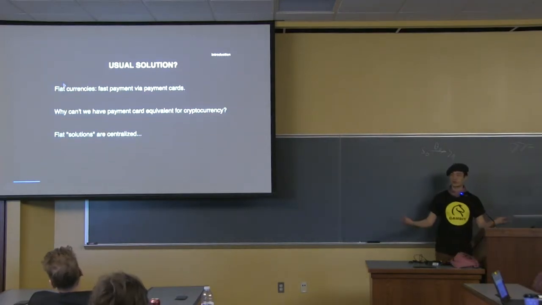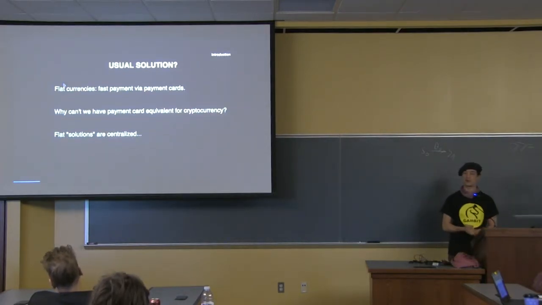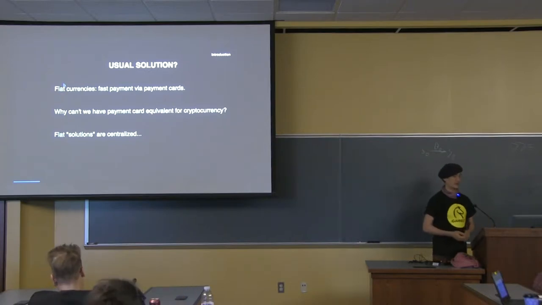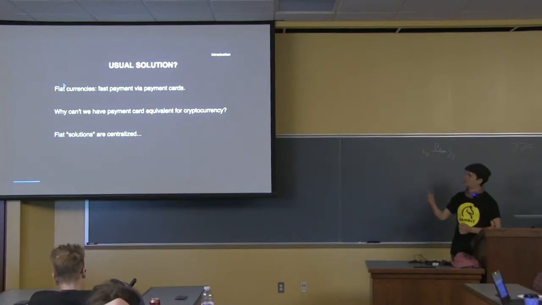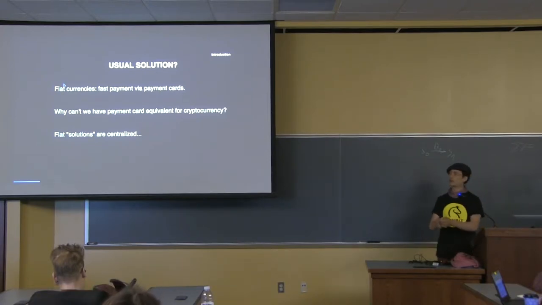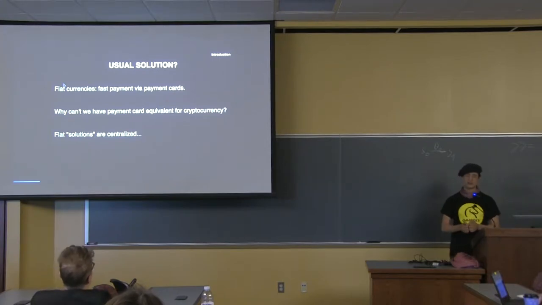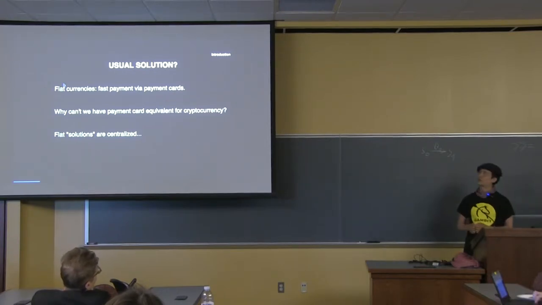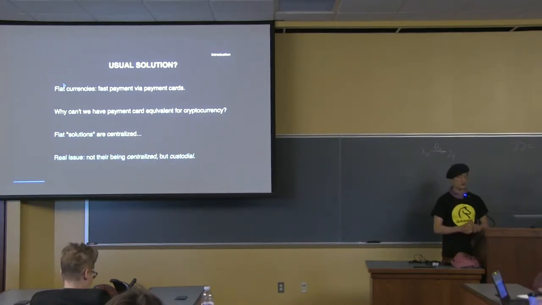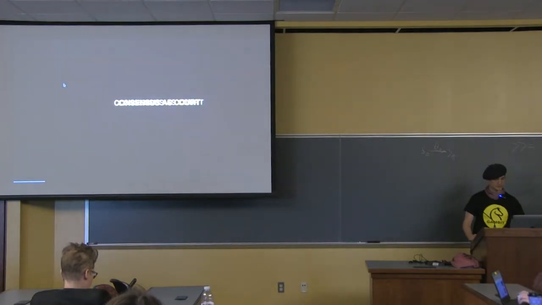The usual solution with government currencies, you use fast payment via payment cards. And actually, it used to be that you used to write checks, and the checks took like weeks to clear. And in the back end of payment card processors, it still takes days or weeks to clear, but the payment is authorized in a few seconds. So why can't we do just the same thing for cryptocurrencies? Well, people would say these solutions with fiat currencies are too centralized. I would argue that the problem is not exactly they are too centralized, it's that they are too custodial. But we'll go back to that.